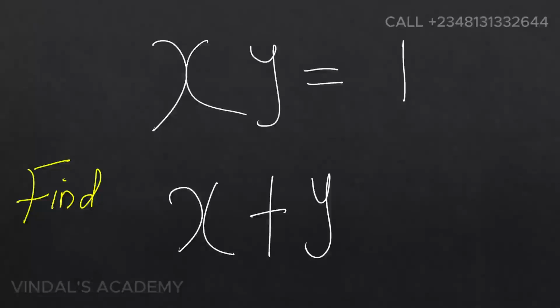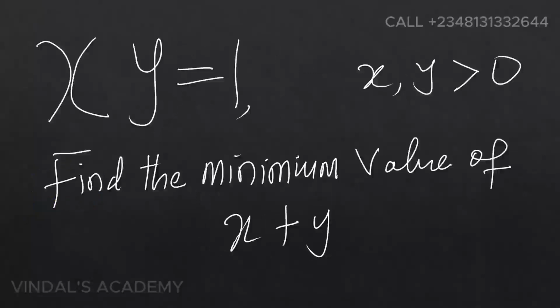To this special mathematics class. This is one of those questions that average students don't even know how to start. We say that x multiplied by y is equal to 1, on the condition that x and y are real numbers and they are greater than 0. The question says find the minimum value of x plus y.